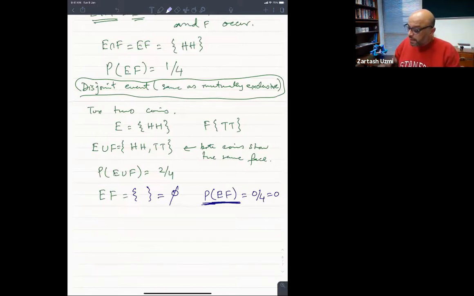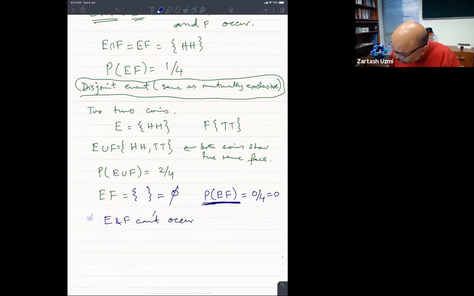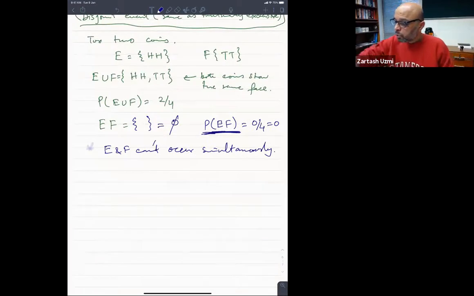So we also say that E and F cannot occur simultaneously. Okay? E and F cannot occur simultaneously. और यही तो definition है disjoint events की या mutually exclusive events की. Okay? So this is great.